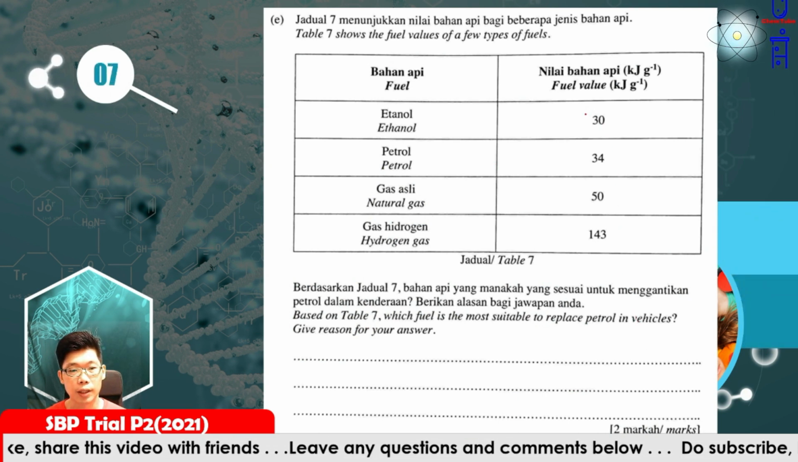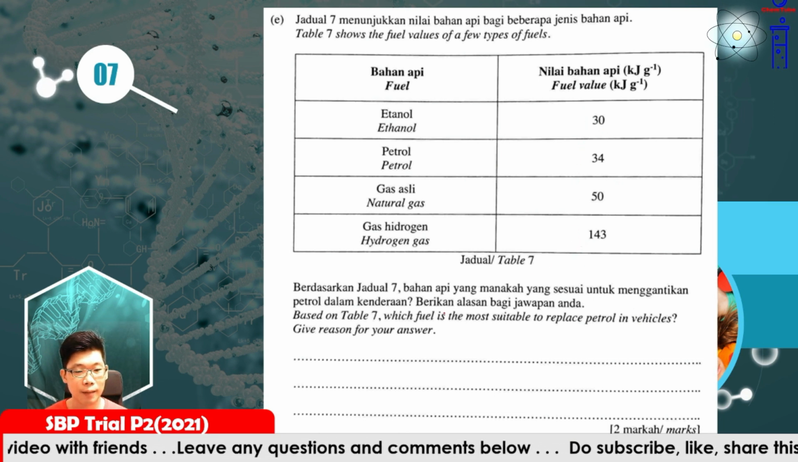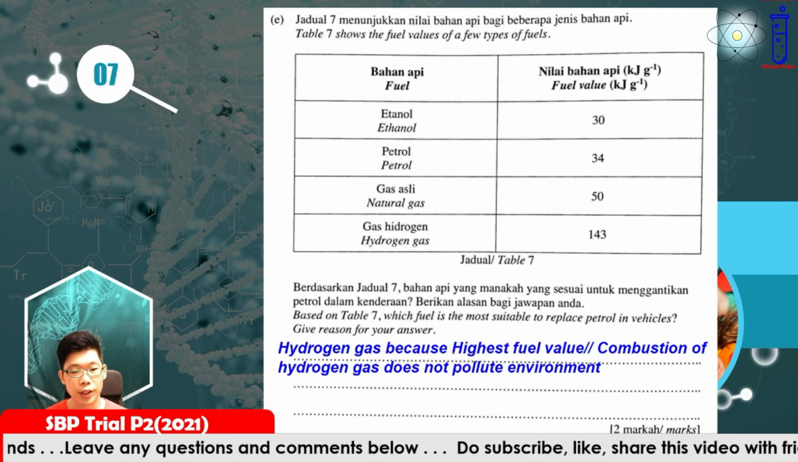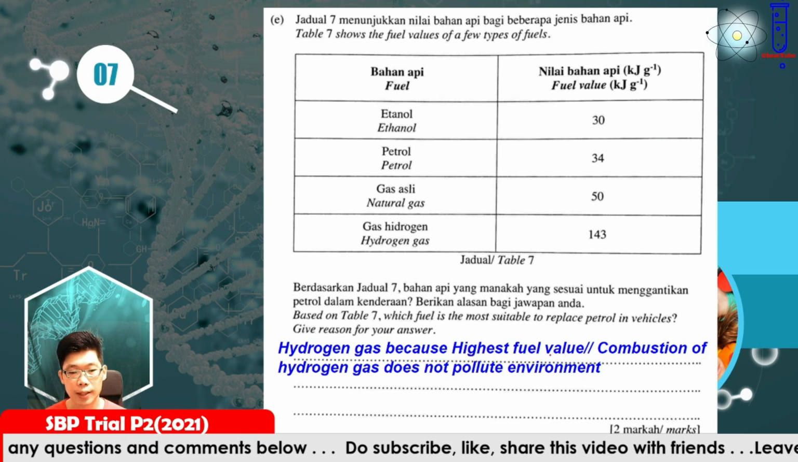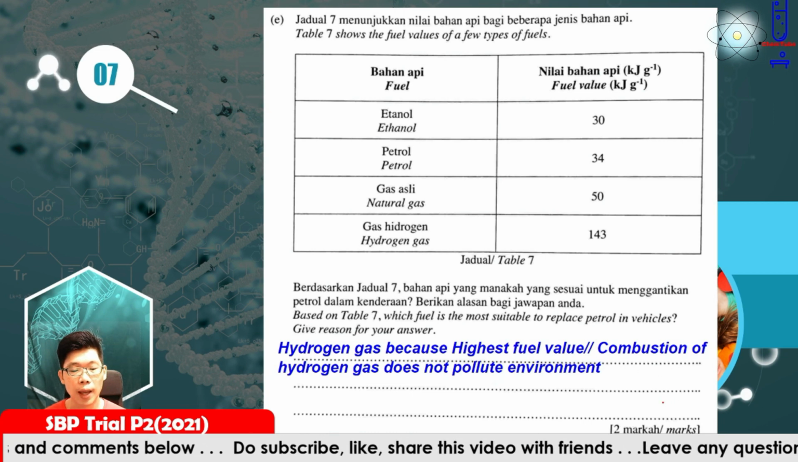So we can have a look here, ethanol until the hydrogen gas. Okay, so which one is the best to replace? Okay, here hydrogen gas. Okay, you can choose the answer, hydrogen gas. Why? Because it has the highest fuel value, or combustion of the hydrogen does not pollute the environment.